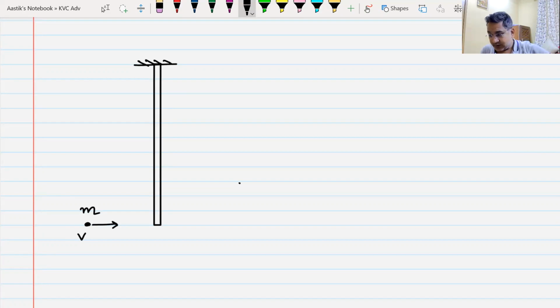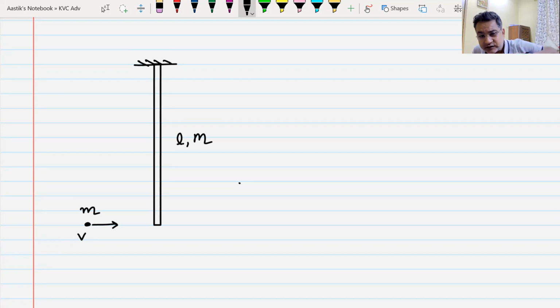Take a deep breath. Look at the question. What is your system? This rod is of length L. Mass is given as capital M. What is conserved for this? What is not conserved?